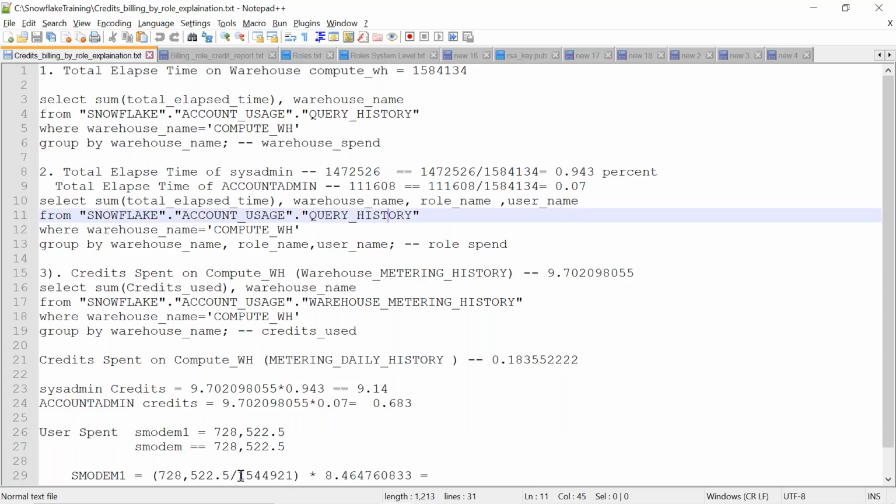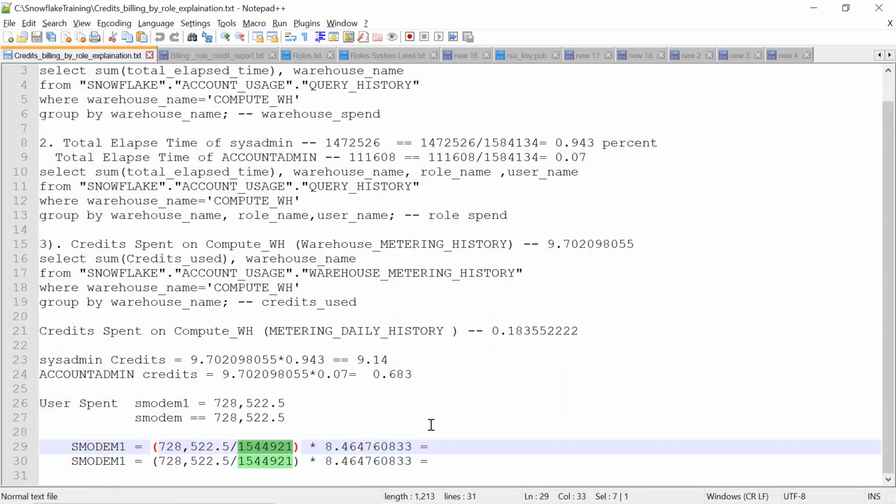And multiplied by the total time, multiplied by the number of credits. These are the number of credits. This is my elapsed time, and this is the total elapsed time of the warehouse compute WH. This divided by this, multiplied by the total credits, the compute warehouse credits, gives me the number of credits that a particular user has consumed.